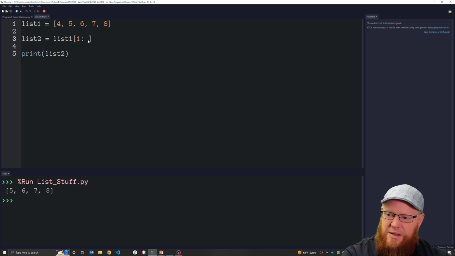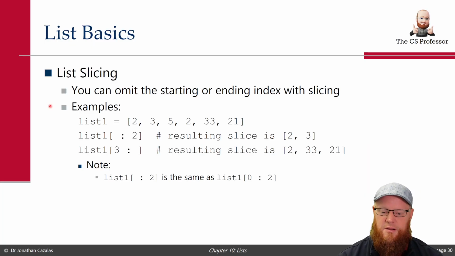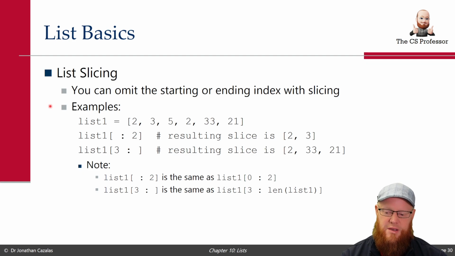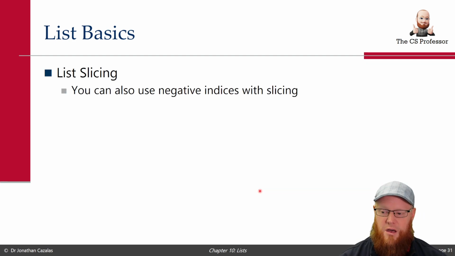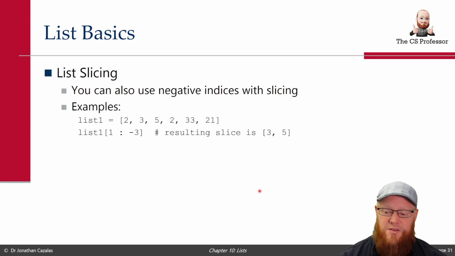And you don't need to put a space here. I'm just leaving a space so you can see it's visually left blank. I could have just had 1, colon, and it'll go from index 1 all the way until the end. So as we see here, if you put nothing on the left, it's really the same as putting 0. If you put nothing on the right, it's the same as going all the way to the length of your list.